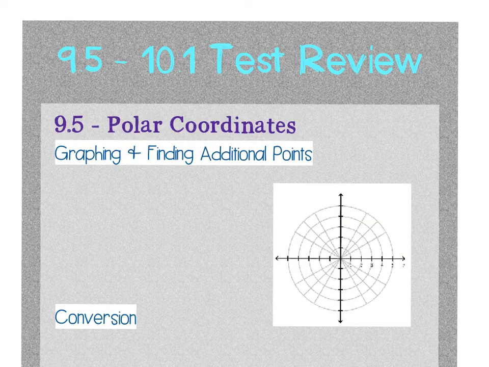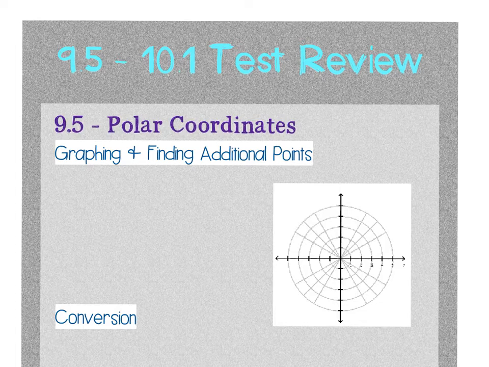Okay, so under the module, under the chapter test little section, test and review, there's a note that says 9.5 to 10.1 review. This is it, if you want to open it up, so we have a little bit of a shell to build on. So 9.5 is your polar coordinates. This is graphing and then finding additional points. That's the first thing, and then converting from rectangular to polar and polar to rectangular. So those are the parts of 9.5.